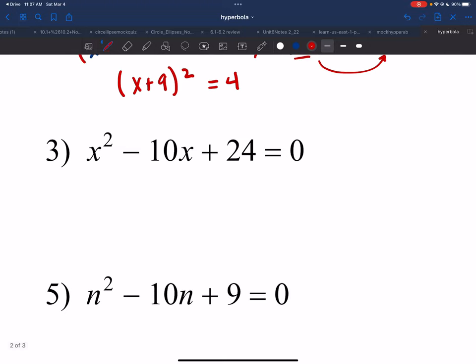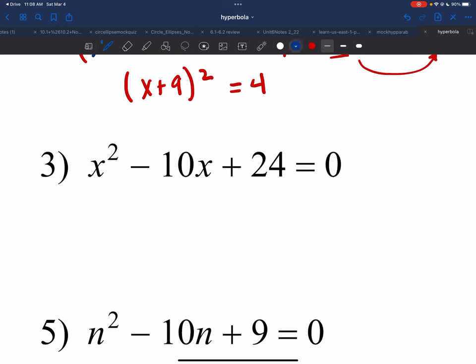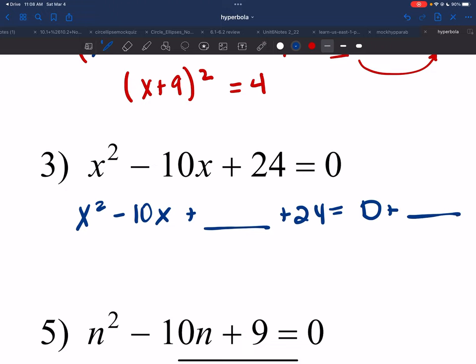All right, let's take a look at number 3. Same situation. X squared minus 10x plus blank plus 24 equals 0 plus blank. Again, I'm looking at the center term, including the sign. So half of negative 10 is going to be negative 5. So x minus 5 squared is going to be my perfect square. And 5 times 5 gives me positive 25. So I'm going to add 25 to both sides.